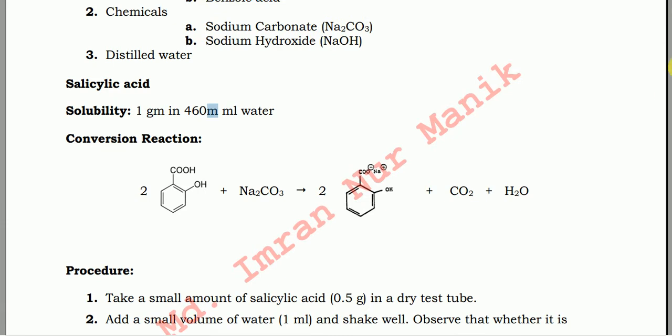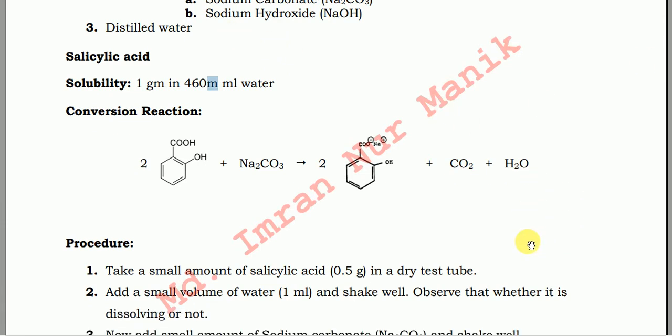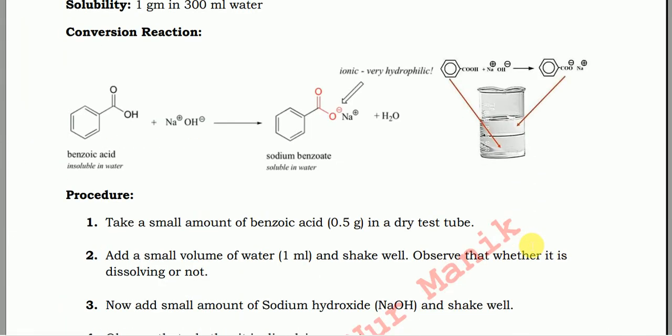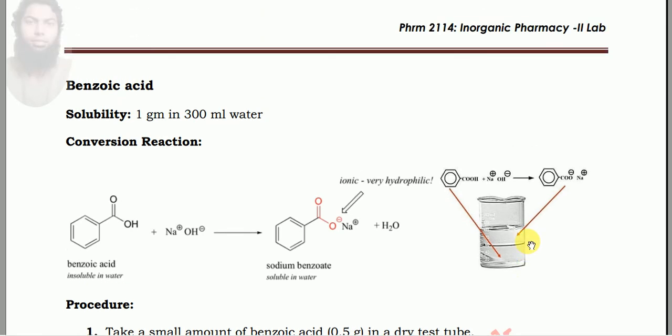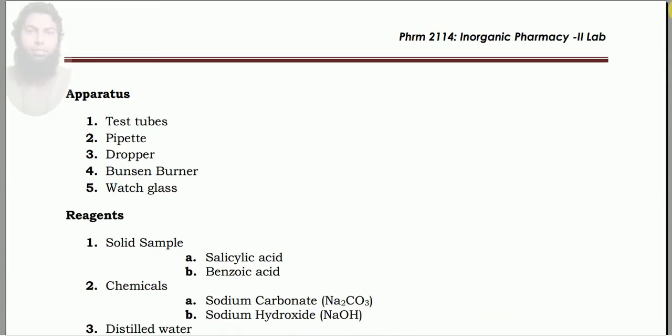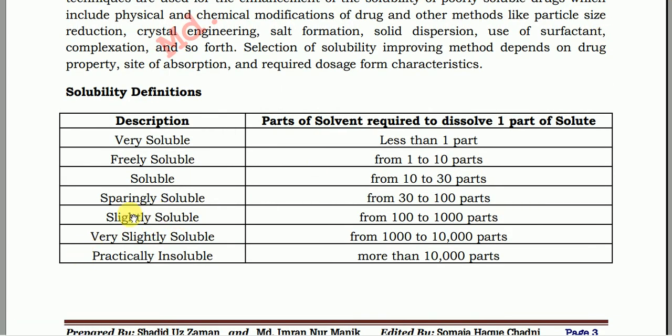We have got another drug known as benzoic acid. This benzoic acid is also slightly soluble, because 1 gram of benzoic acid requires 300 ml of water. If 300 ml of water is equal to 300 grams of water, then we can say that 1 part of solute requires 300 parts of solvent. According to the chart, this is known as slightly soluble.